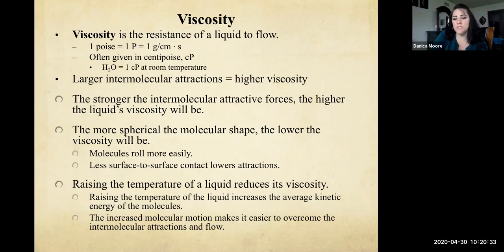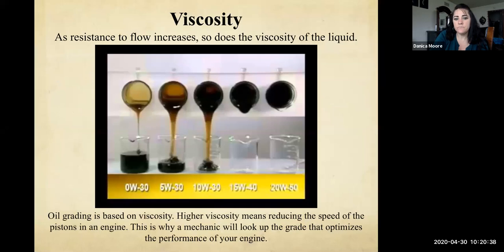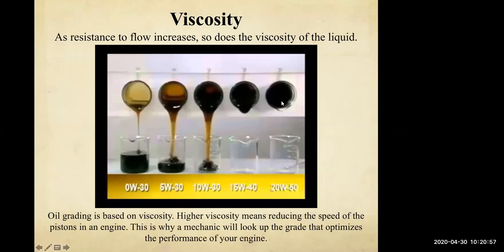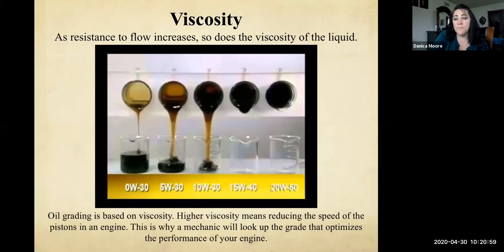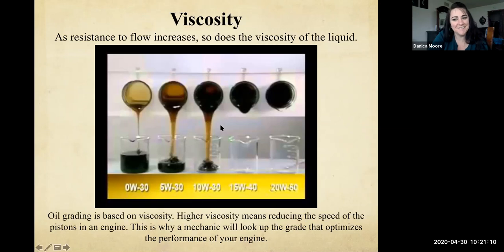So you should know the general definitions of both surface tension and viscosity, right? Looking at different oil grades, this is not the best picture in the world, but these lower grade oils are much less viscous than some of the higher grade oils. And the higher grade oils are going to be better at making sure that your pistons are moving at the appropriate speeds to make sure that your engine isn't catching on fire or whatever. I'm clearly a mechanic, you guys can tell, huh?